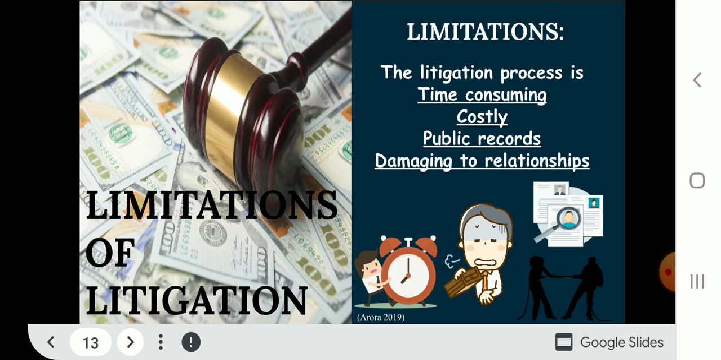Lastly, the litigation process can be damaging to relationships, whether it be personal, professional, or otherwise. During and after the trial process, it can be difficult to overcome animosity, and both parties may struggle to preserve any sort of relationship after hearing the verdict.